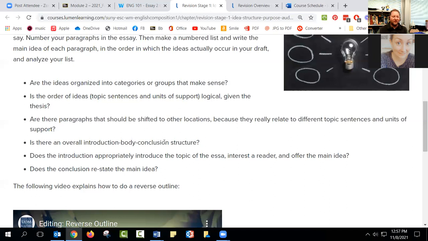And then conclusion, did you actually conclude the essay? Or did you just kind of stop writing? Like, oh, I hit the page minimum and I'm going to stop writing right here. Well, that's not the end of an essay, right? You want to make sure you actually concluded the essay.